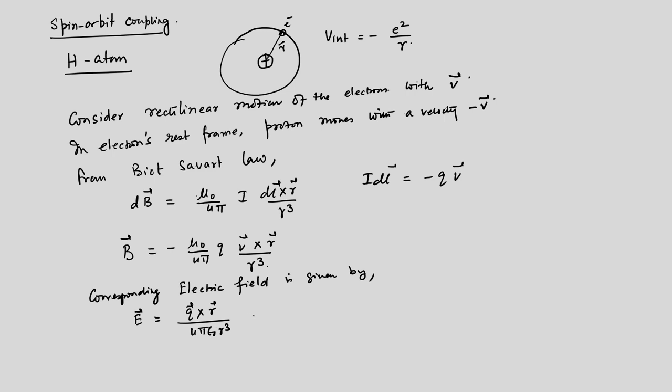Okay. So you can see that if you compare E and B, you find that B is equal to minus mu 0 epsilon 0 v cross E. This is the standard relationship between B and E. So this is equal to minus v cross E over c square, if you remember that mu 0 epsilon 0 is nothing but 1 over c square. Okay. So this is the form of the magnetic field in terms of the electric field.